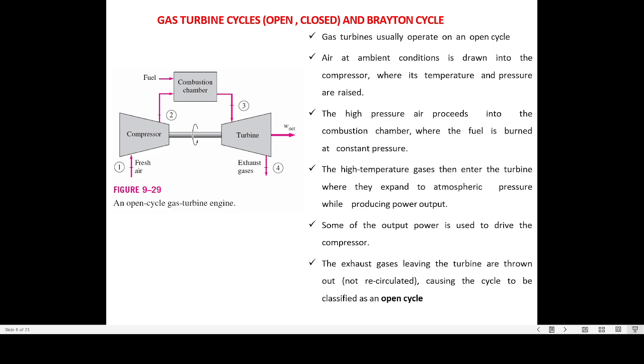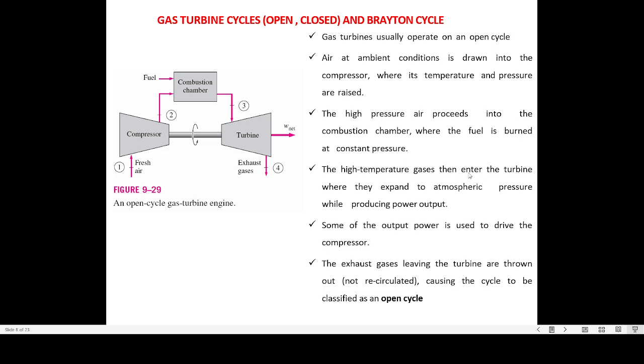The heat of compression is added to the air, so along with the pressure, the temperature of the air also increases. This high pressure and high temperature air then enters the combustion chamber, where we add the fuel and it is burned at constant pressure. So it also means that the heat addition in this open cycle gas turbine plant takes place at constant pressure. It is the isobaric heat addition, right?